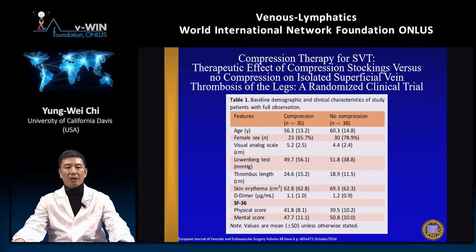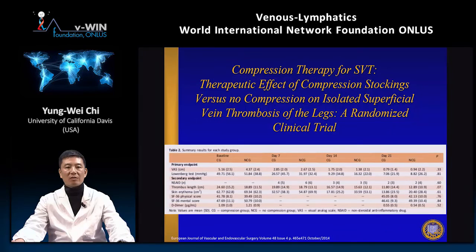As for compression therapy in superficial venous thrombosis, this was a prospective randomized study from Austria looking at the efficacy of compression versus no compression in patients with superficial venous thrombosis. Primary endpoints were quality of life indicators, including pain and thrombus length. All patients received low molecular weight heparin at prophylactic doses, and non-steroidal anti-inflammatory medications were allowed. This was a small study of 73 patients followed up to 21 days after acute superficial venous thrombosis.